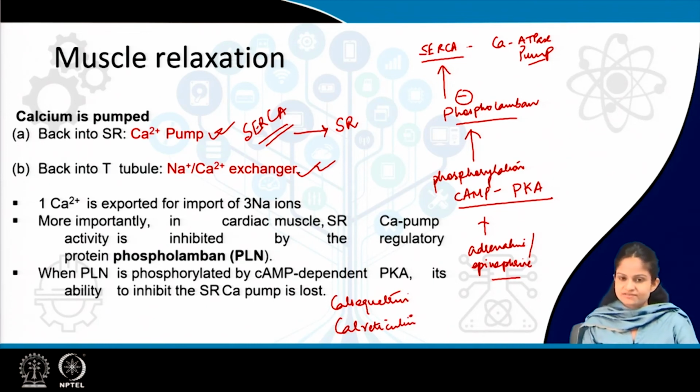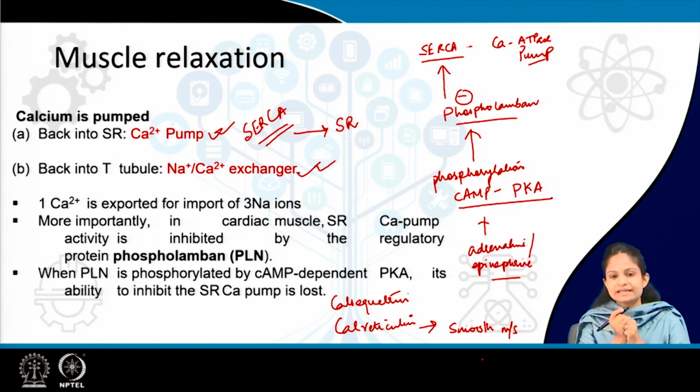Calsequestrin is very important. It is found in most of the muscles, the skeletal muscles and cardiac muscles, but calreticulin is abundantly present in smooth muscle. So, these are the calcium binding proteins. Whenever calcium comes to the SERCA pump, these calcium binding proteins will bind to the calcium, and this calcium will not be able to move out of the pump. So, this is the role played by the calcium binding proteins.